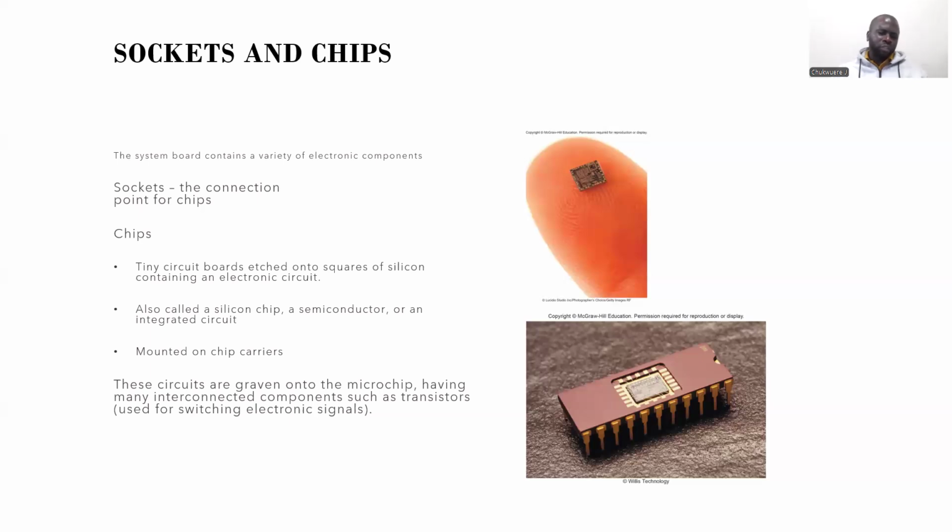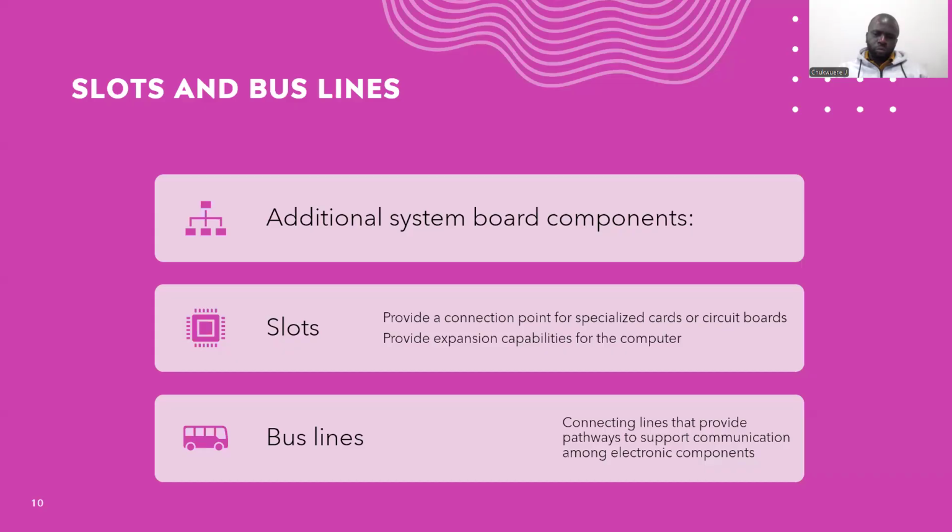What is its work? It has the ability to have all the interconnected components such as your transistors for them to function. Now, the ability for your computer to send signals, switch signals, transmit signals from one point to another is one of the functions of your computer chips.